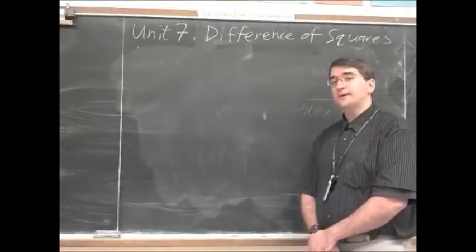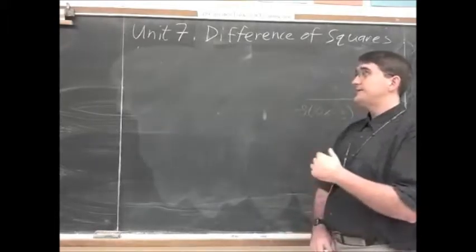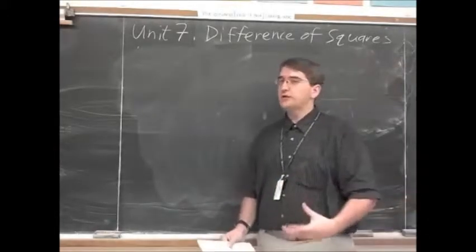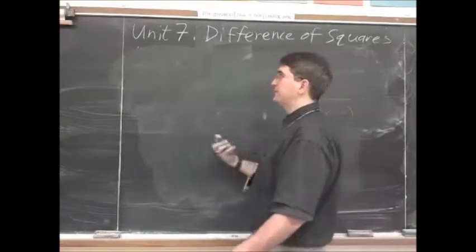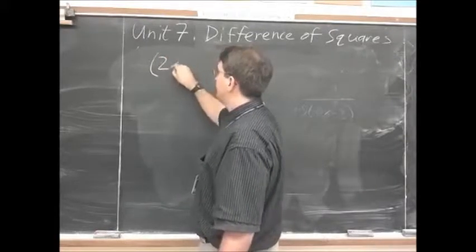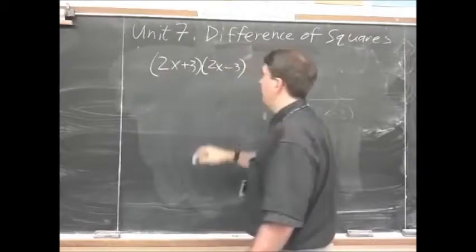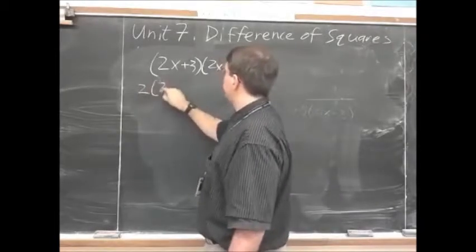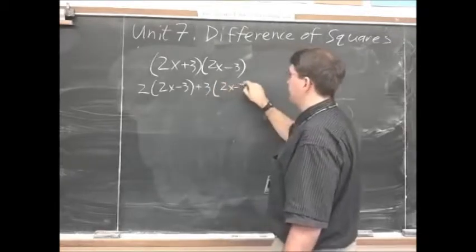The third kind of factoring that we really should be familiar with is difference of squares. And a difference of squares is a very special case of factoring. And as we've started in all the other videos, we're going to start with an example of multiplying. 2x plus 3 times 2x minus 3. We'll multiply this out. 2x times 2x minus 3 plus 3 times 2x minus 3.